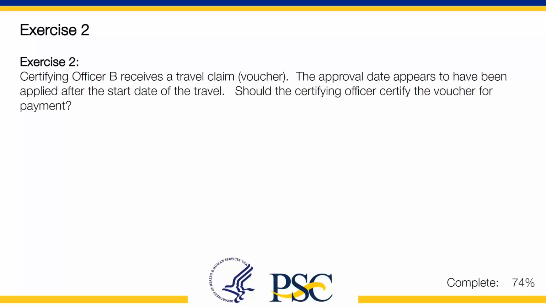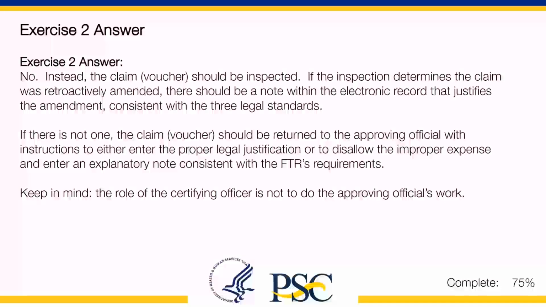Exercise 2. Certifying officer B receives a travel claim, voucher. The approval date appears to have been applied after the start date of the travel. Should the certifying officer certify the voucher for payment? Exercise 2 Answer. No. Instead, the claim, voucher, should be inspected.